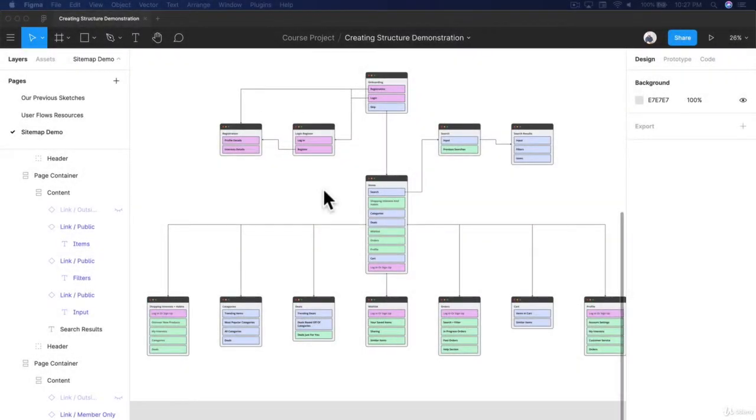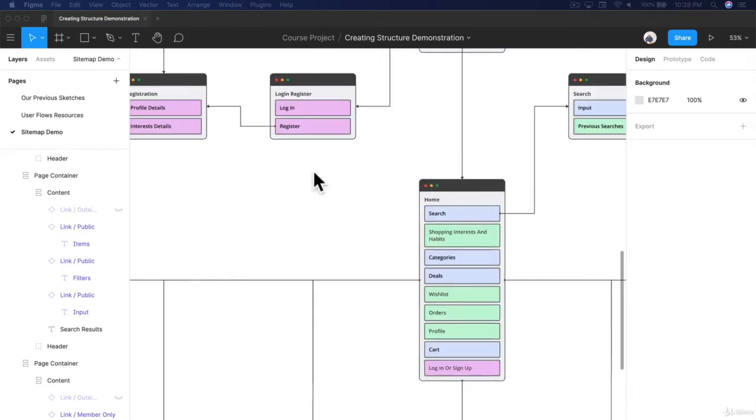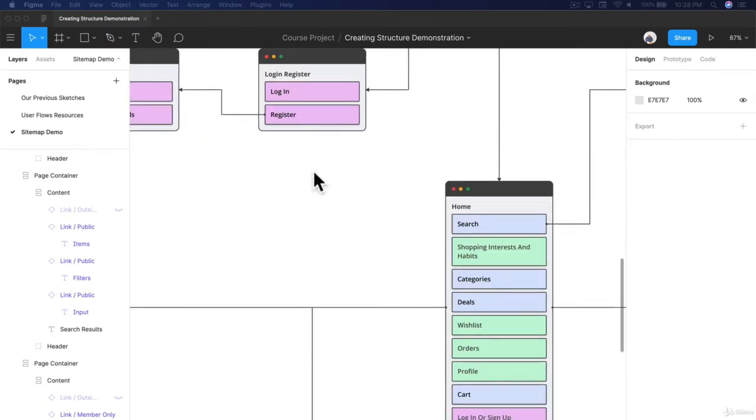Hey, and welcome back. We're back in Figma, and this is the sitemap that we had just built. But I want to give you a couple tips so you can get started on the right foot. When you're thinking about actually creating a sitemap and building off of it, I want you to think about only the sitemap at this time.